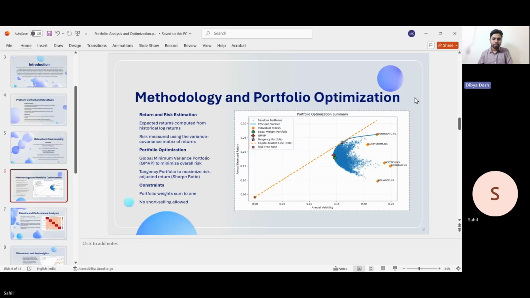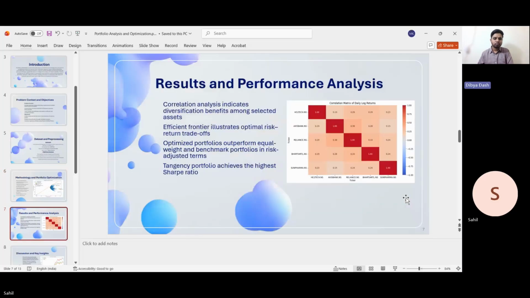The orange diamonds are the individual stocks, most of which lie below the efficient frontier, highlighting how diversification improves risk-adjusted performance. The red square marks the equal weight portfolio, a simple diversification benchmark. It is rarely optimal, but usually better than holding single stocks. The GMVP and tangency portfolio mark the lowest risk and the most efficient points on the chart, demonstrating the impact of mathematical optimization. Next, we will move into the results and performance analysis.